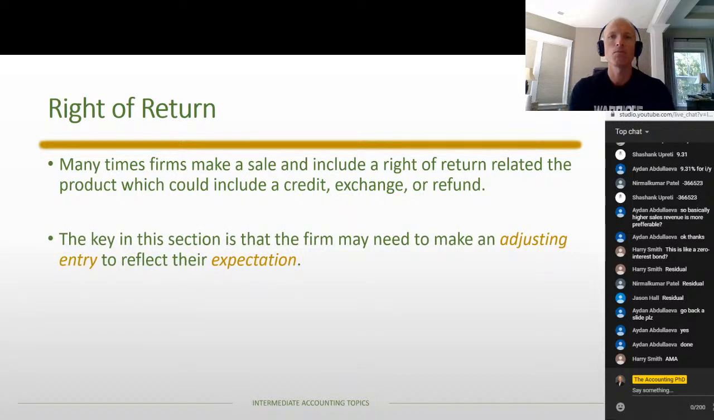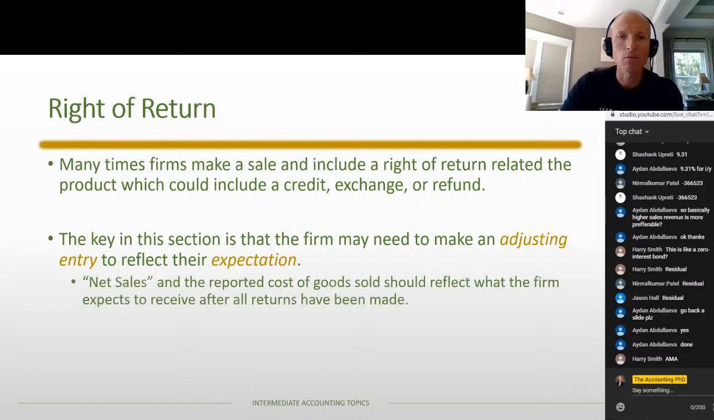The key in this section is the firm may need to make an adjusting entry to reflect their expectations. In other words, you still recognize the sale, but you may need to make an adjusting entry at the end of a fiscal period or whatever it might be in order to include the possibility or the probability that some items are going to be returned. So your sales revenue is still there initially. It's just a matter of making an adjusting entry after the fact based on your expectations.